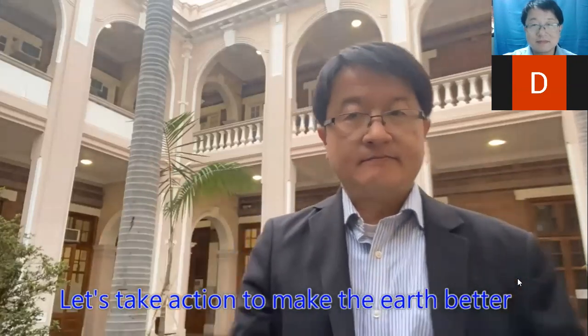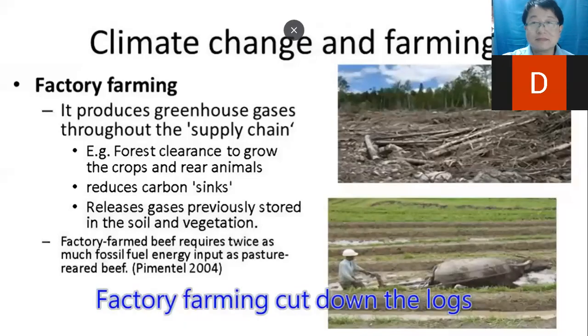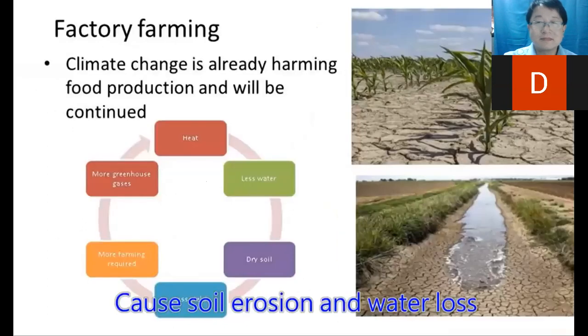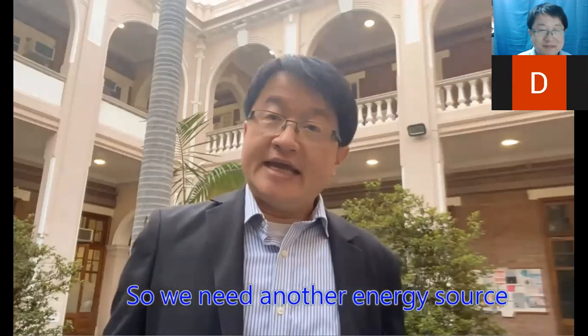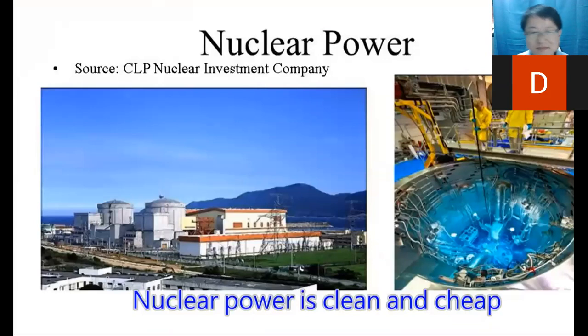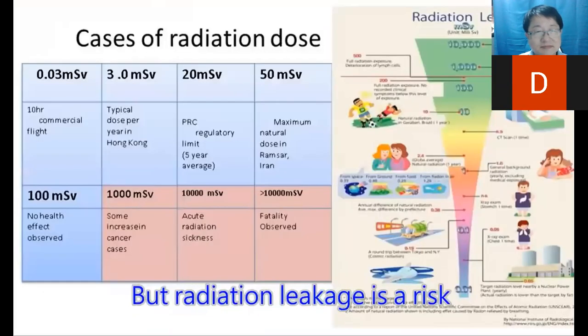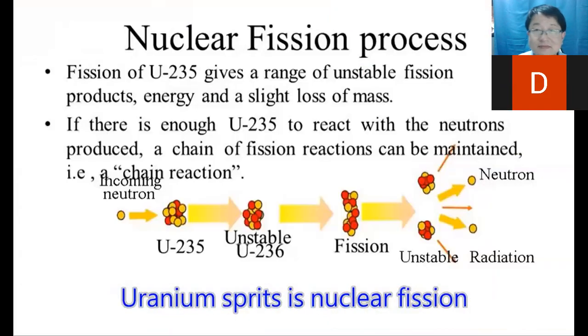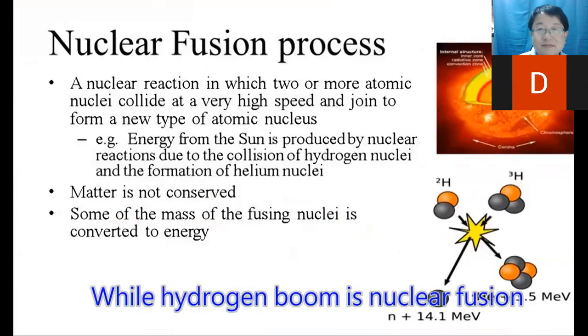Factory farming cuts down the logs, causes soil erosion and water loss. So we need another energy source. Renewable energies help a lot. Nuclear power is clean and cheap, but radiation leakage is the risk. Uranium is nuclear fission, while the hydrogen bomb is nuclear fusion.